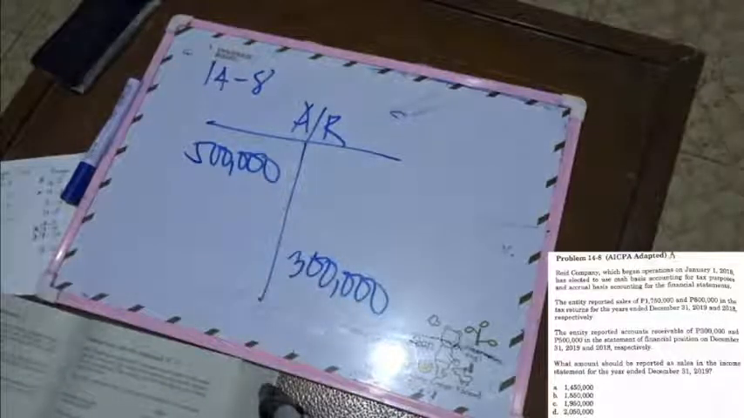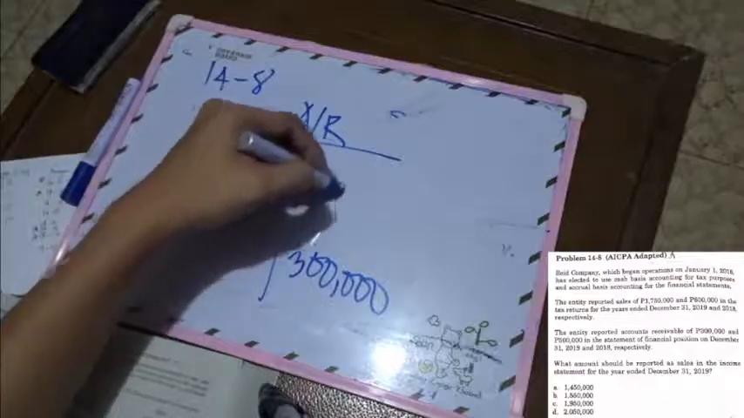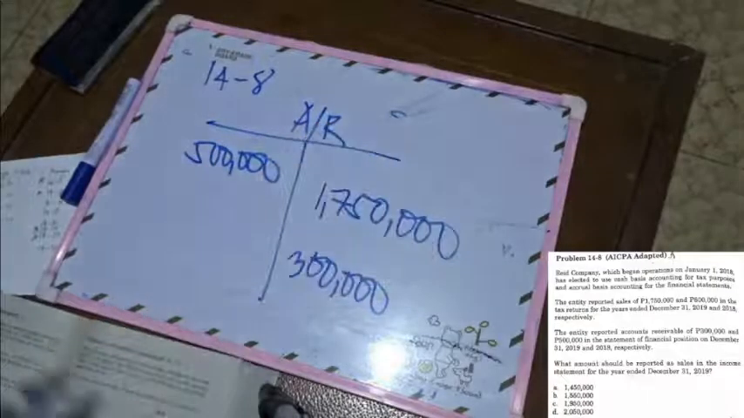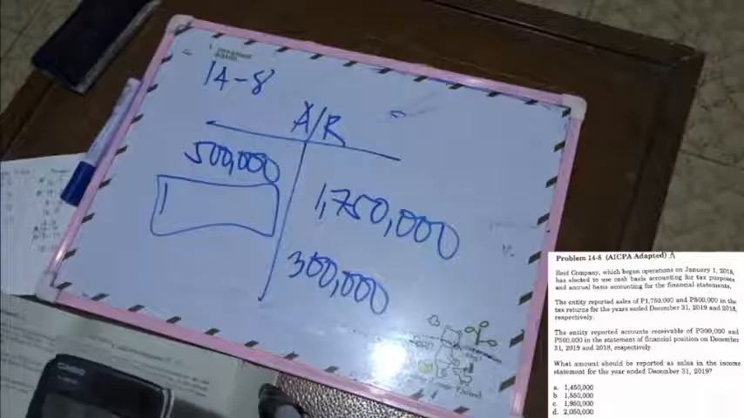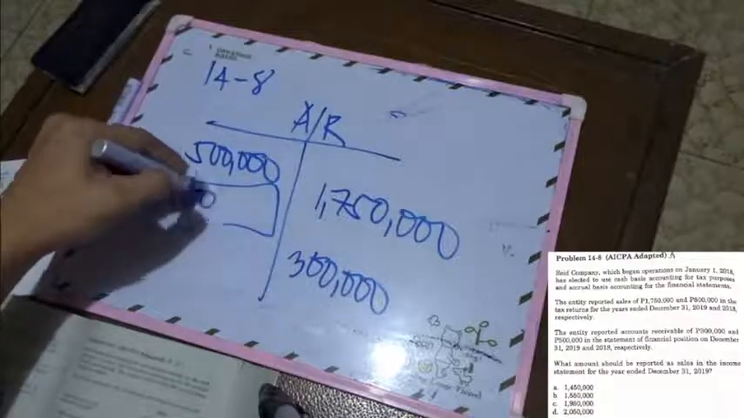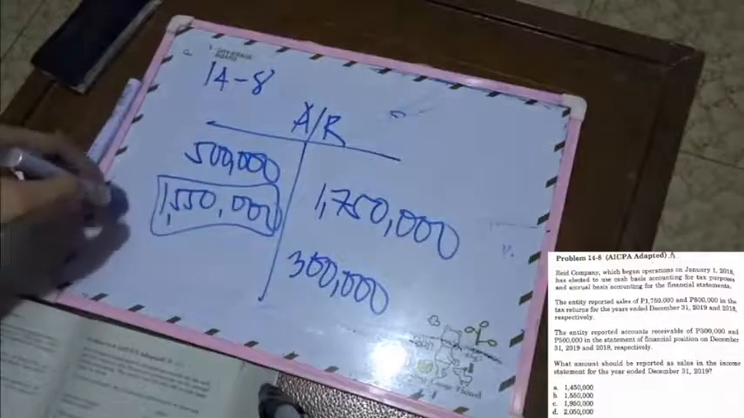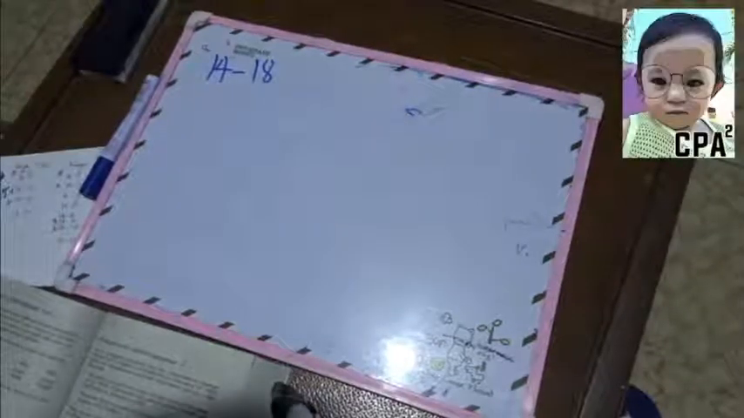And then you have the entity reported sales in the tax return as provided in the problem. In their tax return, they're using cash basis of accounting. So this reported sales refers to cash receipts. So cash receipt for 2019 is 1,750,000. Cash receipt meaning collection. So 1,750,000. We're looking for the credit sales. 1,750,000 plus 300,000 minus 500,000. The answer is 1,550,000. So letter B. The next problem is 14-18.